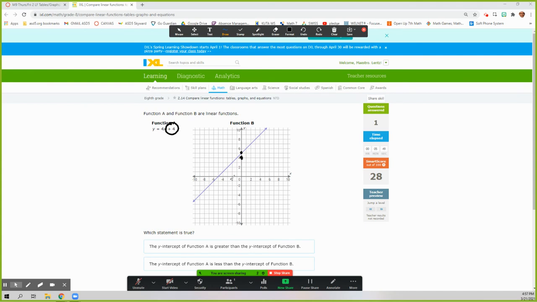So it says which one is greater. Looks like function b is greater. Why? Because it's higher up. This is 0. Positives up here, negatives down here. So the higher up we are, the greater the y-intercept is.